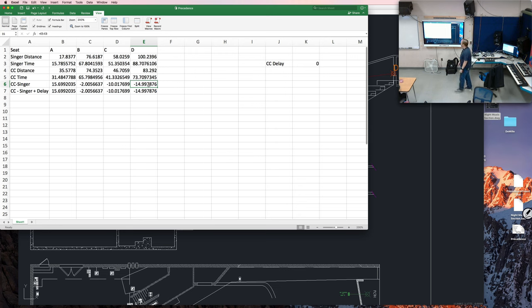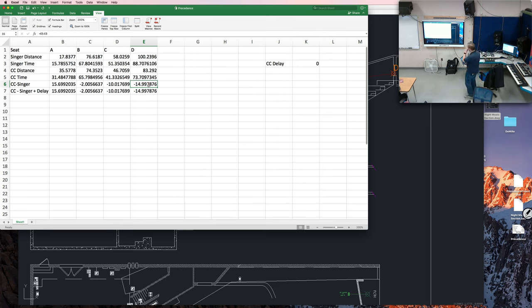Okay? So if you see a negative number, that means the loudspeaker is arriving first. We're just subtracting. We're just saying the time at the center cluster minus the time for the singer to get there. And if you get a positive number, that means the singer arrived first. If you get a negative number, that means the loudspeaker arrived first. Okay? We want the singer to arrive first.